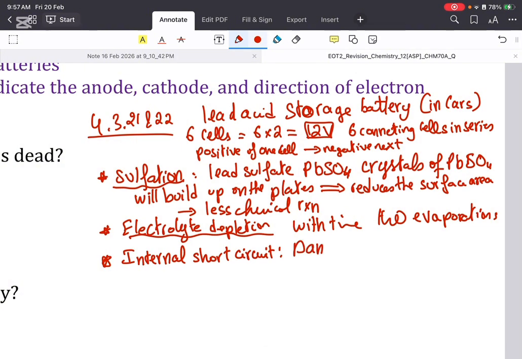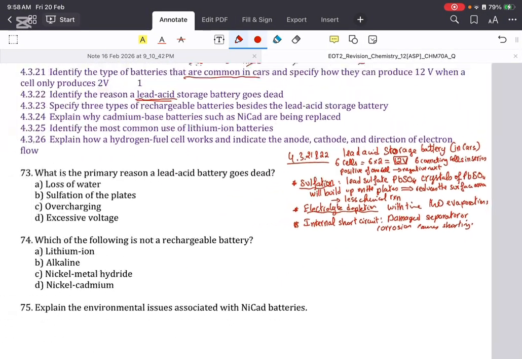So it could be a damaged separator or corrosion that causes shorting of the battery. Okay, so when the battery can no longer produce sufficient current for the car, it goes dead.